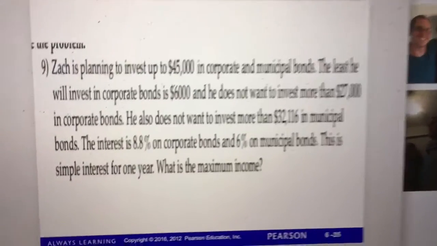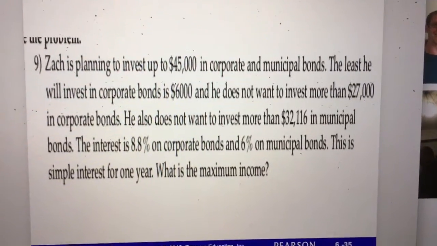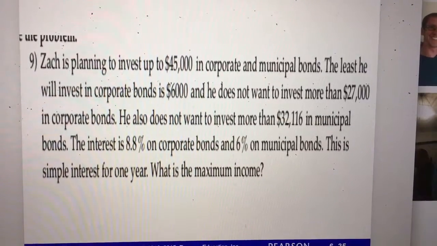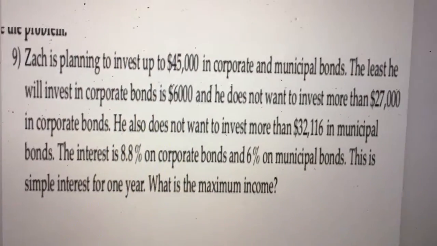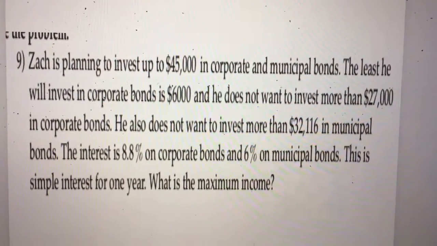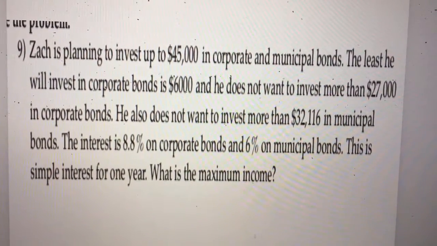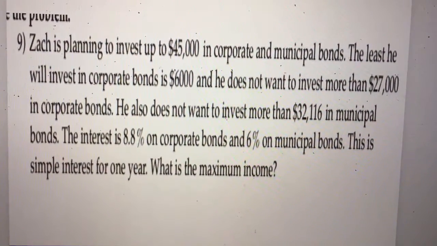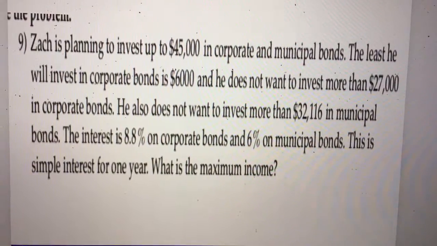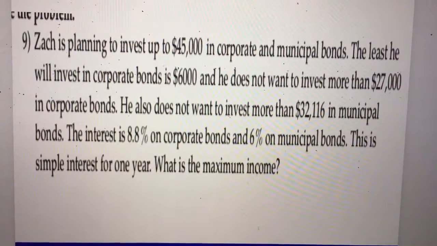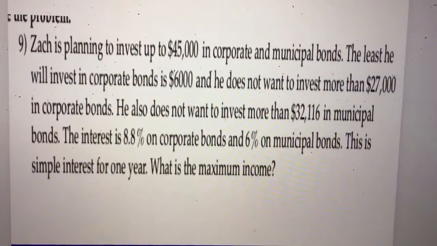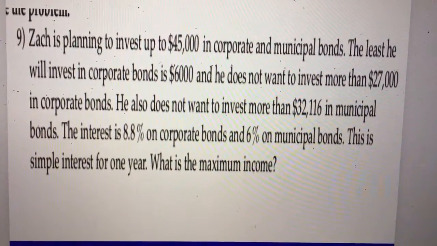Okay, this one is number 9, and it looks pretty interesting. Zach is planning to invest up to $45,000 in corporate and municipal bonds. The least he will invest in corporate bonds is $6,000, and he does not want to invest more than $27,000 in corporate bonds. He also does not want to invest more than $32,116 in municipal bonds.